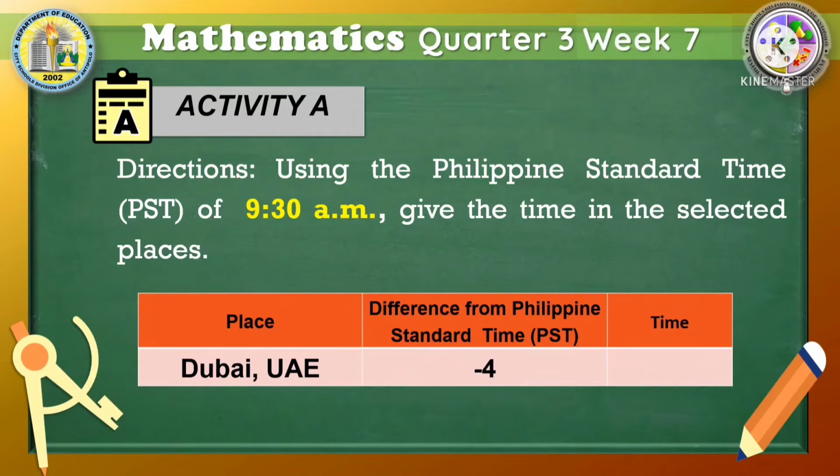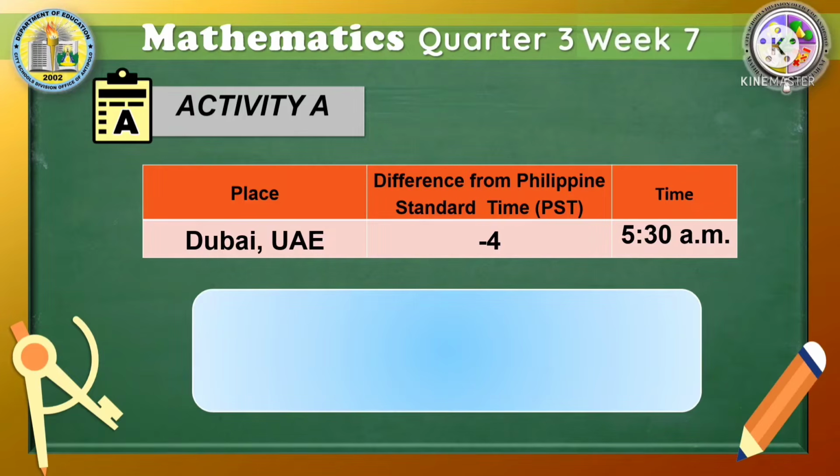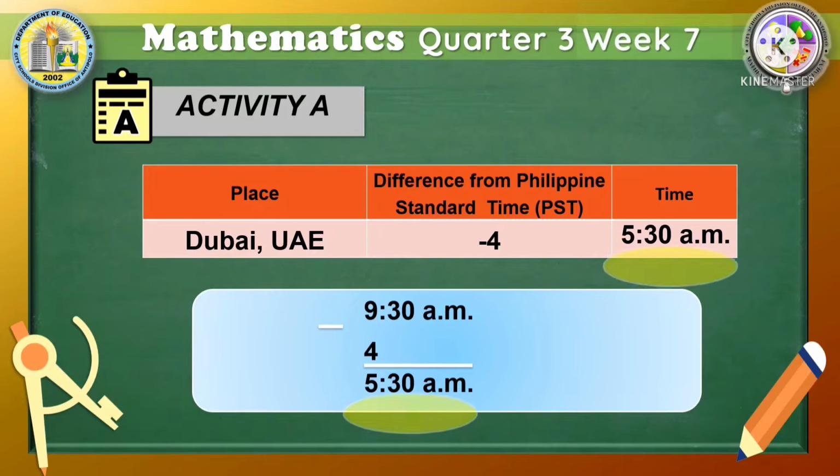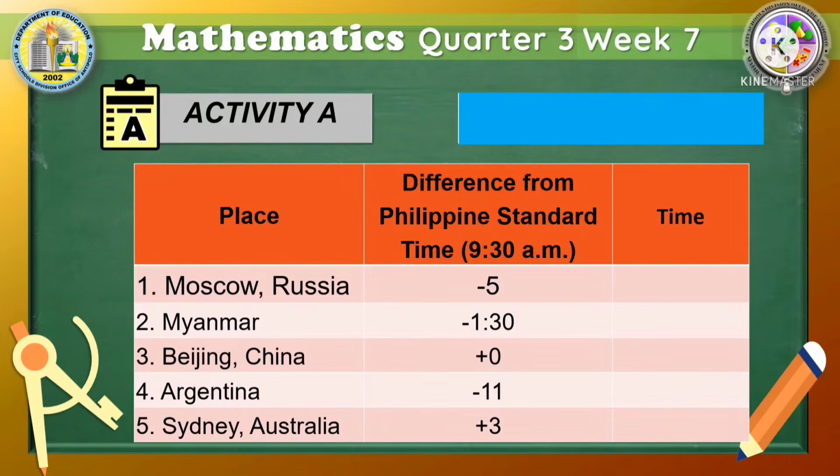If your answer is 5:30 a.m., excellent! Your answer is correct. All you need to do is subtract 4 hours from 9:30 a.m. Now, it's your turn to answer the 5-item test. I will give 50 seconds to finish the task. Time starts now.